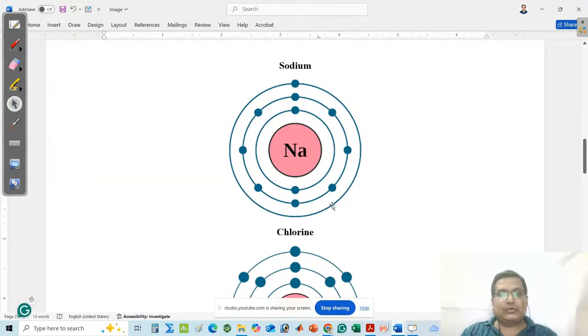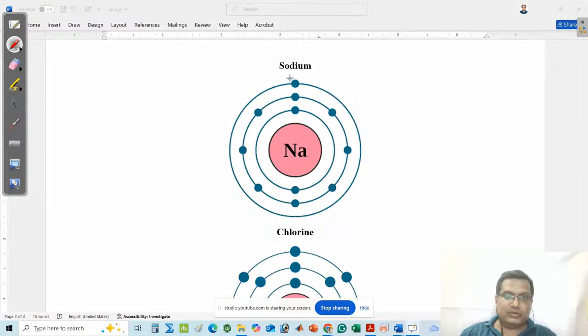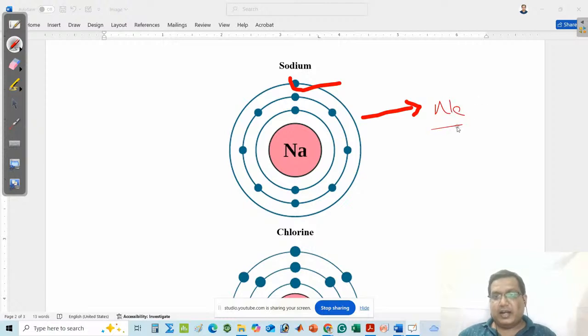Sodium always wants to remove this electron, and it acquires the electronic configuration of neon. Neon has 10 electrons, and its electronic configuration is 2, 8. That means sodium always wants to change its electronic configuration from 2, 8, 1 to 2, 8.